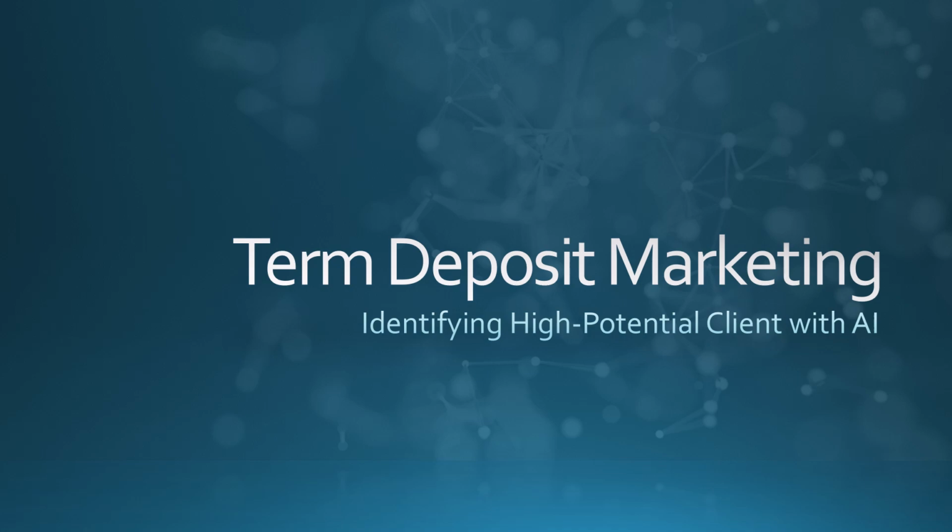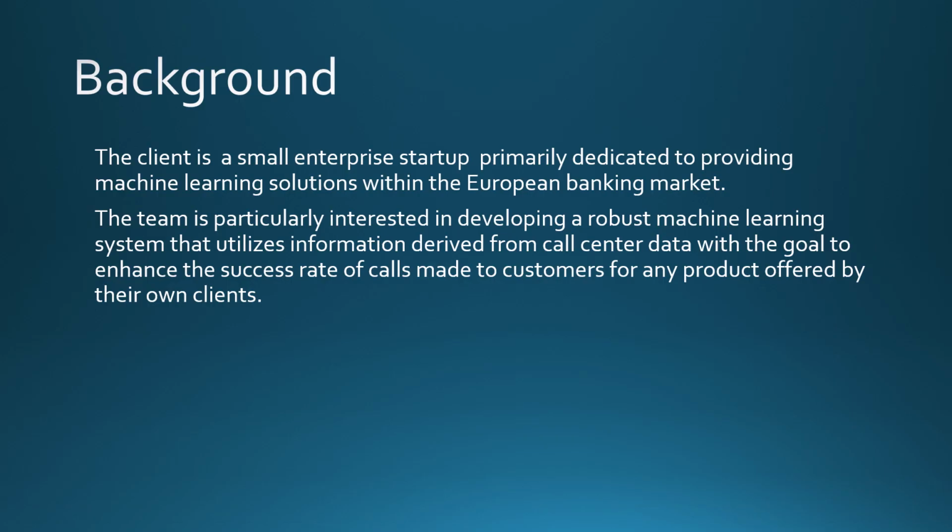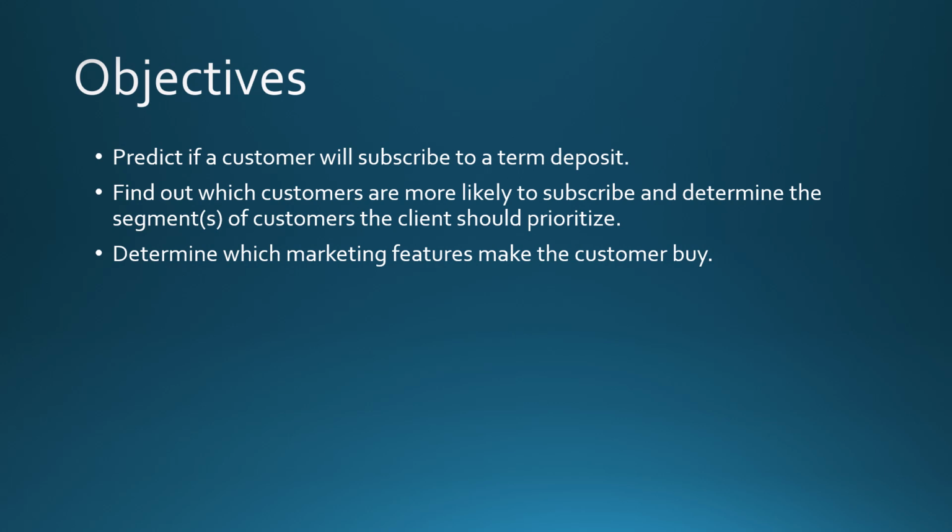In this video, I'll discuss how I improve call center efficiency by using AI to determine high potential clients and customer segments. The client for this product is a small enterprise startup primarily dedicated to providing machine learning solutions in the European banking market. The team is interested in developing a machine learning system that utilizes information gathered from the call center with the goal of enhancing the success rate of any product offered by their own clients, which in this case is a term deposit subscription. We were given 3 goals by the client: predict if a customer will subscribe to a term deposit, identify likely customers and determine the customer segments they should prioritize, and determine which marketing features make the customer buy.